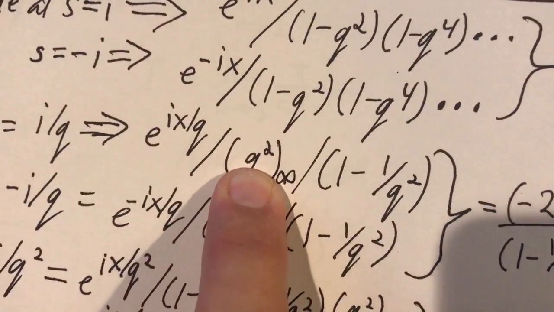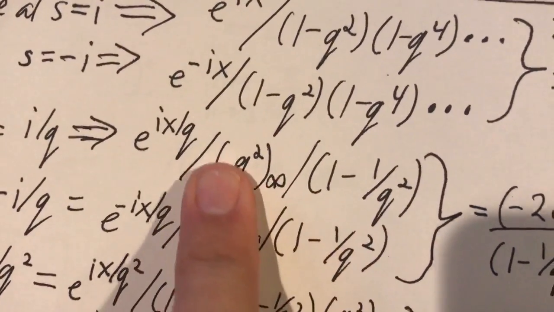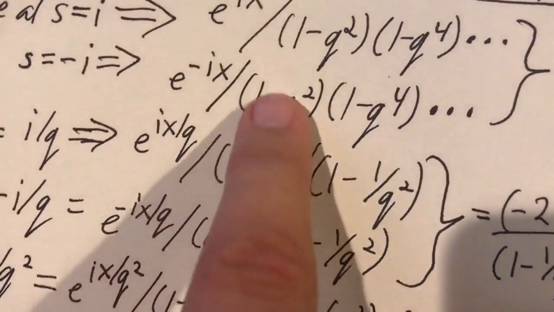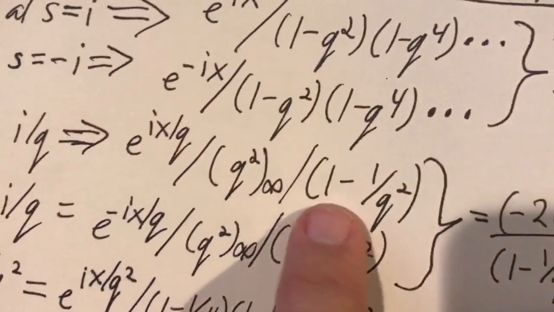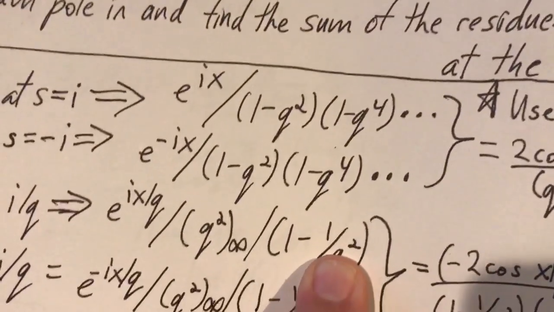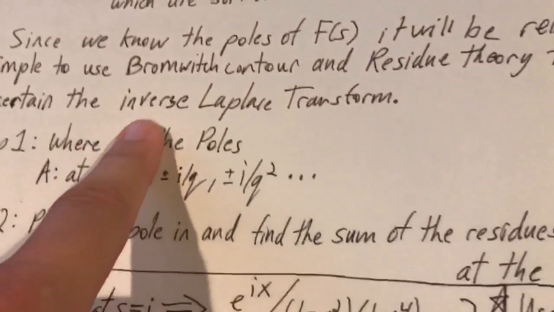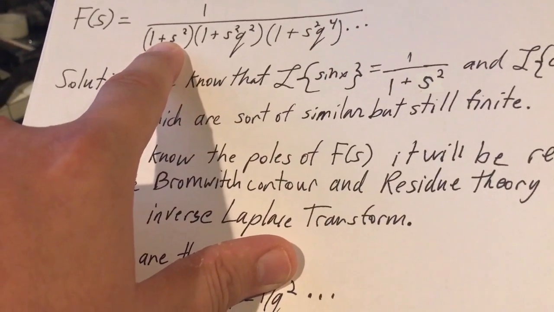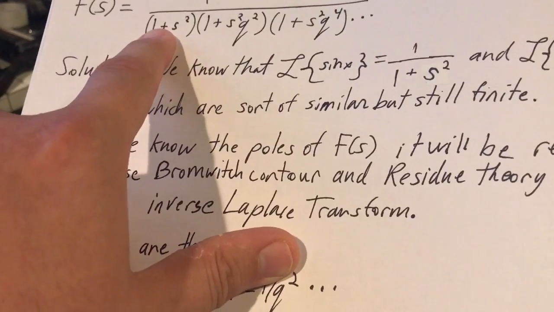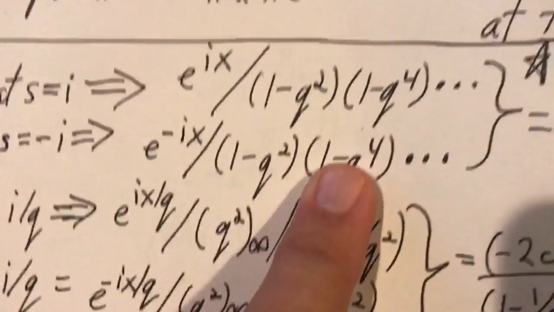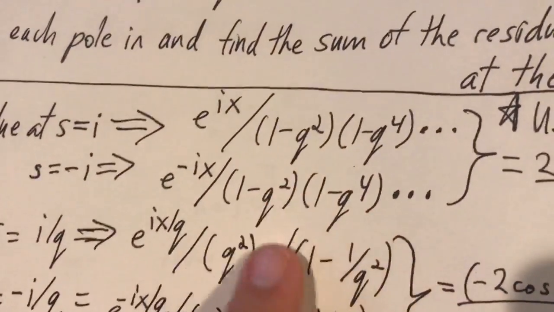And so we're going to use good old Pochhammer notation. I'm probably pronouncing that wrong. Because you're going to have this in each one, what's different is you're going to have the 1 over q squared. When you put in 1 over q for s here, you're going to have 1 plus 1 over q squared, right? Because 1 squared is 1.